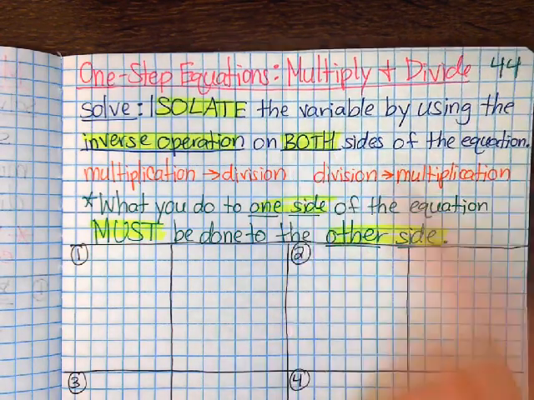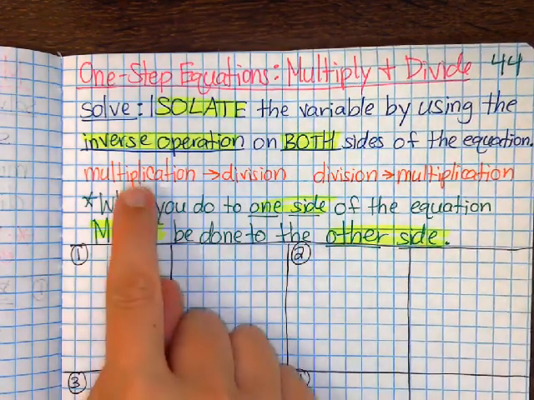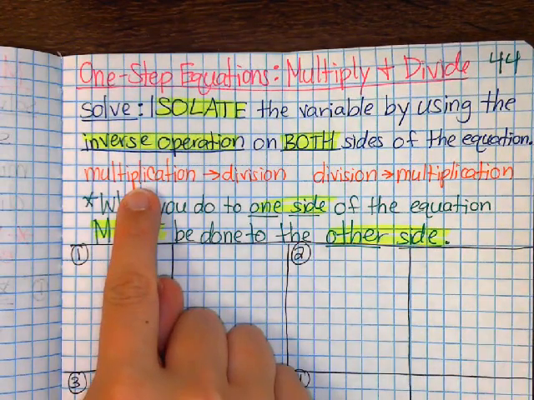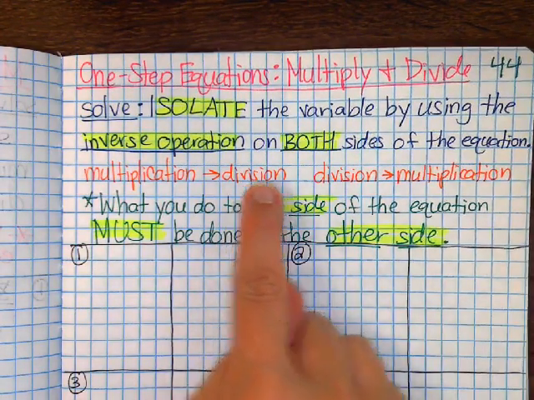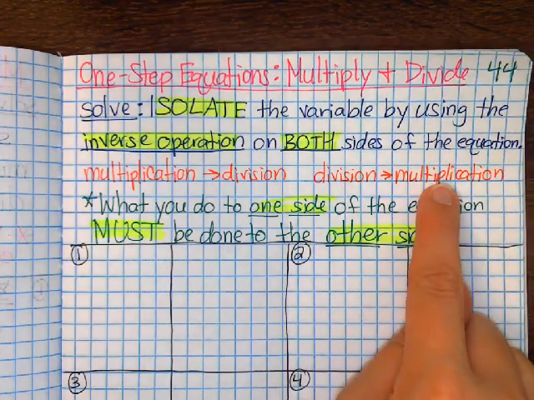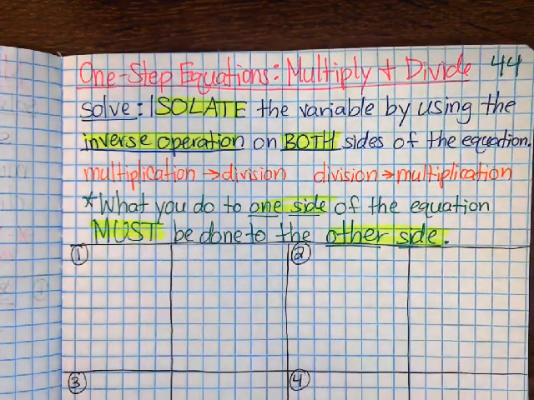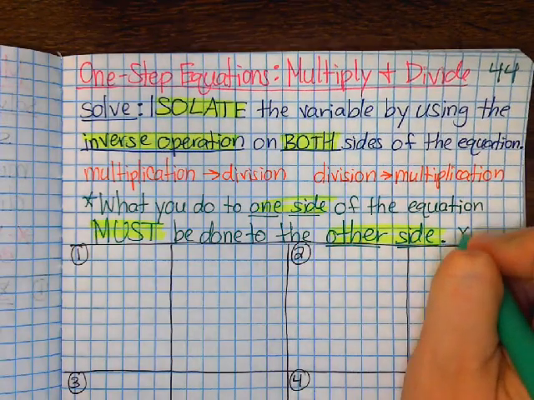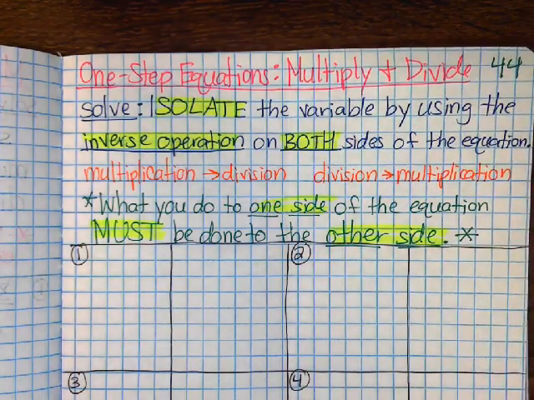Now, what's the inverse operation? Well, the inverse operation of multiplication is division, and the inverse operation of division is multiplication. What you do to one side of the equation must be done to the other side. What you do to one side must be done to the other side. If you need to pause and write this down, go ahead and do that now.